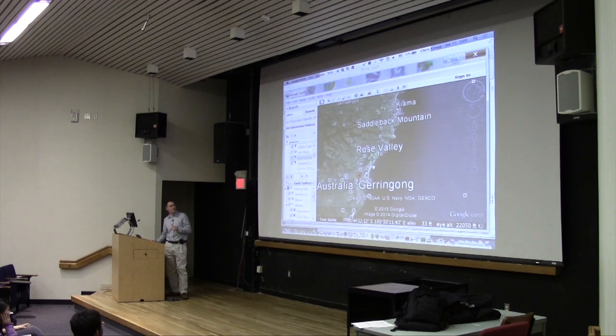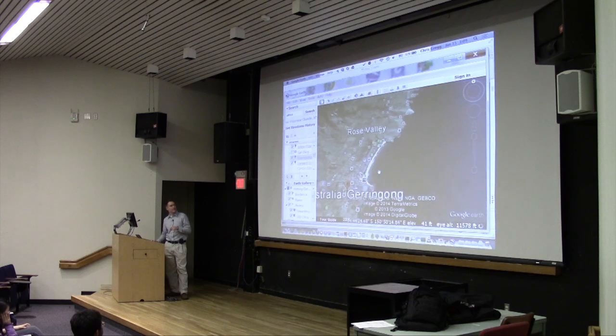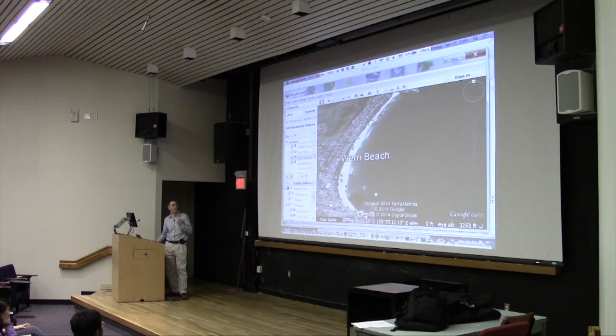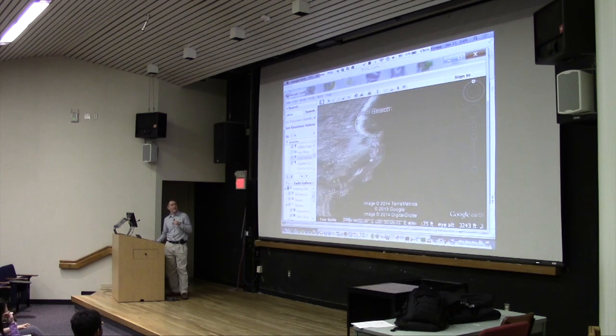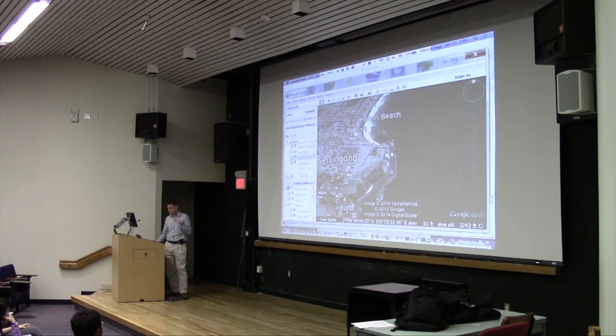Right here. If I zoom in a little bit, this is called Werri Beach, which is a great little surf beach. I used to surf right here. Almost got killed numerous times by the surf. I was not a very good surfer, but I loved it anyway. And lived there for 2 years.